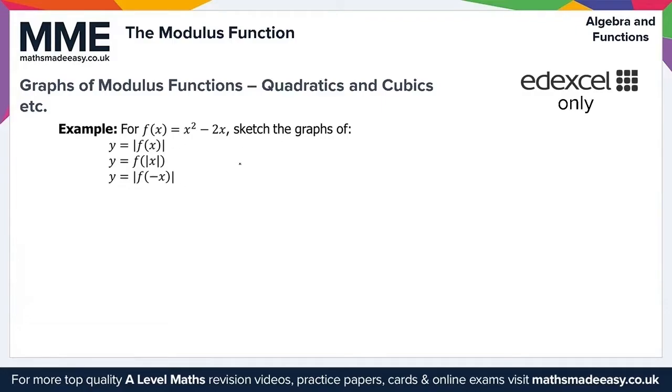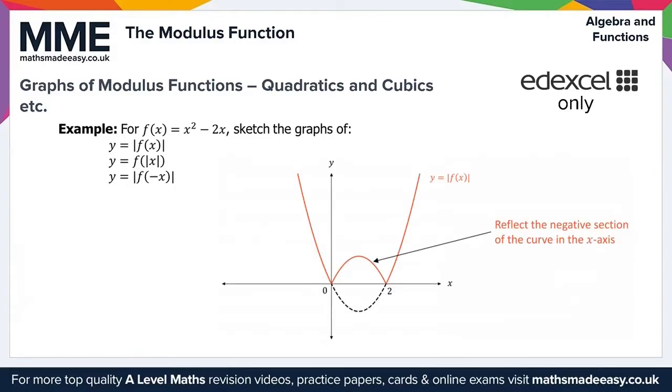And if you do this correctly, what you should obtain here is something that looks like this. Notice here, the part that would normally be underneath is in these dashed lines here. And we reflect that above the x-axis here. Okay, so it maps above like so. Okay, so this orange curve here, that represents y equals the modulus of f of x. And like it says here, we reflect the negative section of the curve in the x-axis.